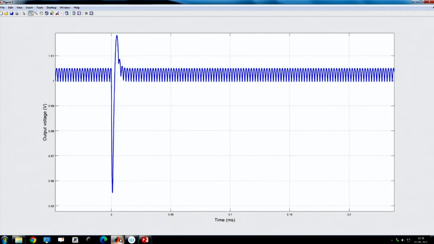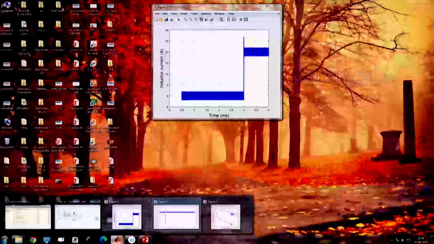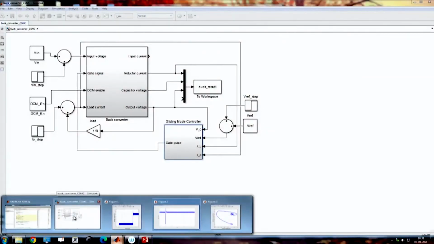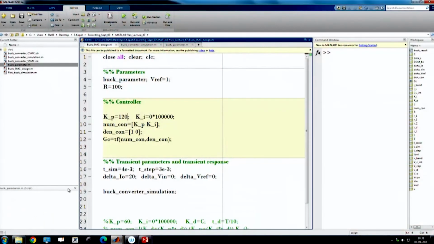So, that means we have not selected the slope properly. So, it is a slope selection. Now, if we make it close to 100 and initiate the integral action, let us have the integral action and then we see what happens.